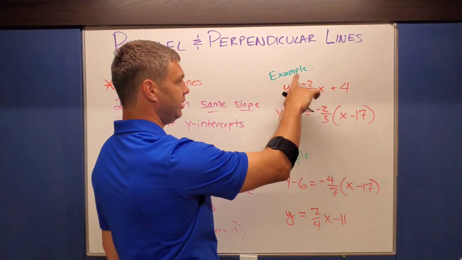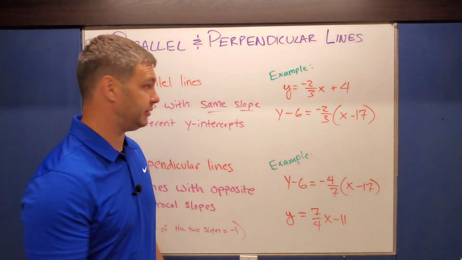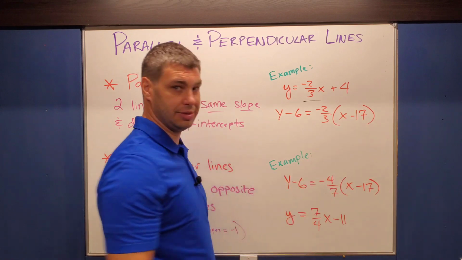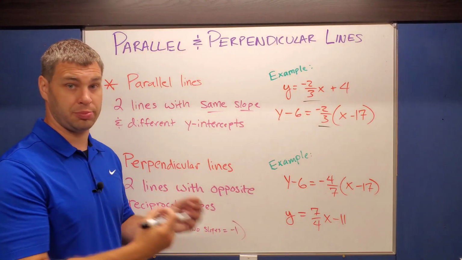If we look over here, this says y equals negative 2/3 x plus 4. So the slope in that equation is going to be negative 2/3. And if I look at this one, it's written in point slope form, and its slope, of course, is also negative 2/3. So those two lines are parallel.